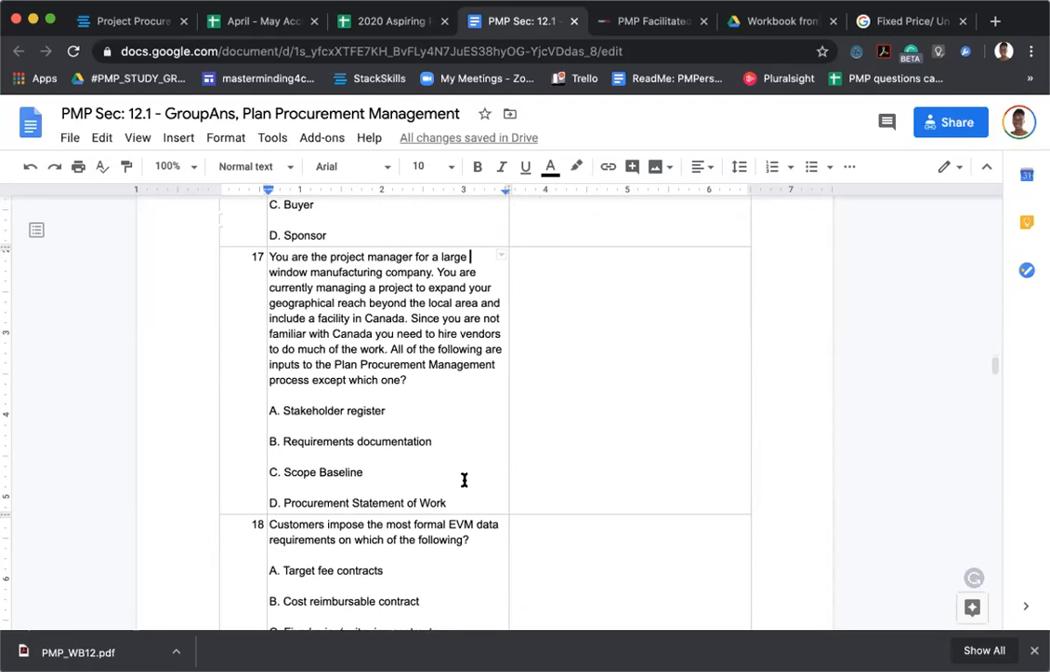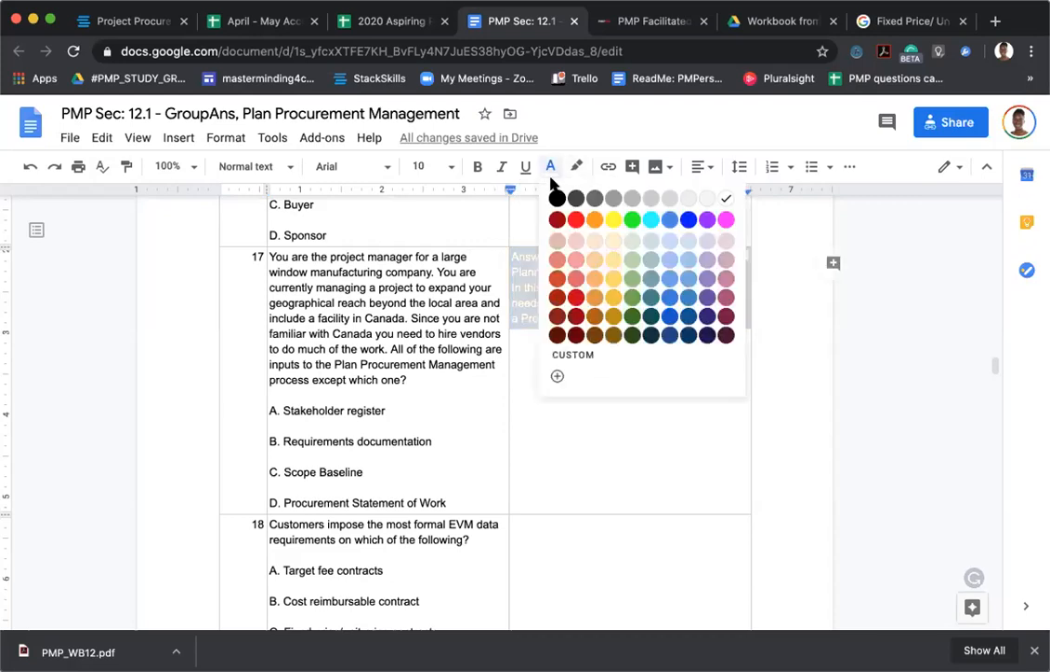You are the project manager for a large window manufacturing company. You are currently managing a project to expand your geographical reach beyond the local area and include a facility in Canada. Since you are not familiar with Canada, you need to hire vendors to do much of the work. All of the following are inputs to the plan procurement management process, except which one? A, stakeholder register, B, requirements documentation, C, scope baseline, D, procurement statement of work. Wasn't the procurement statement of work an output? Yeah. Okay, so D. Oh wow, we're so smart.